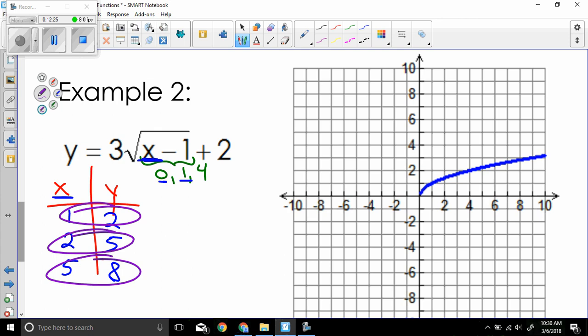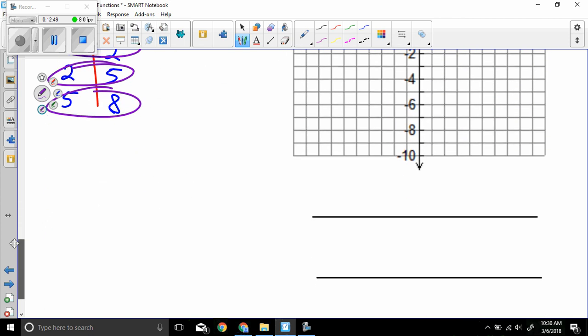So I have (1, 2), (2, 5), and (5, 8). You can see this one is stair-stepping upward. It's going to really gain ground up here. It looks almost like I took the edge of this and just pulled it up. I really stretched it. Okay, let's see what the domain is.